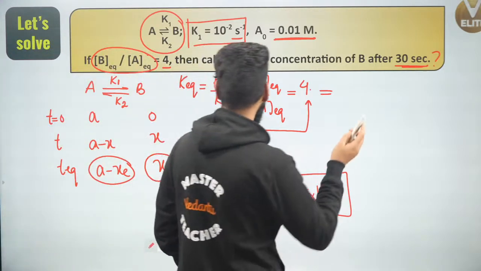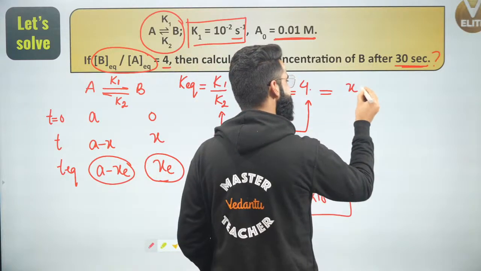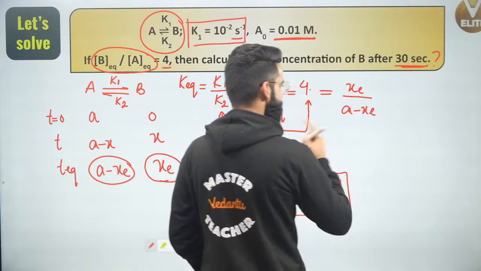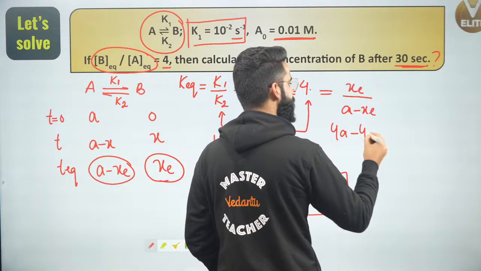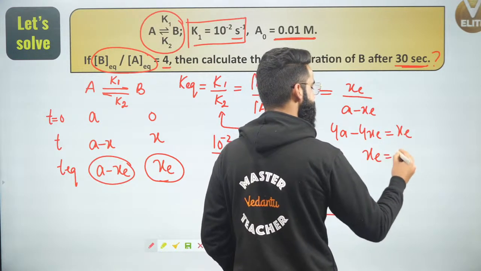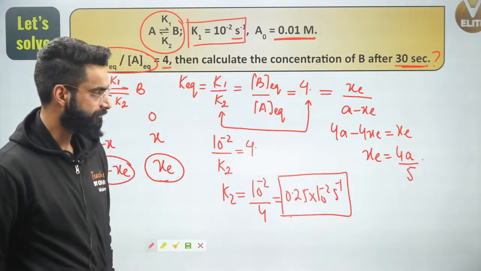So people, instead of concentration of B at equilibrium, should I be writing something like this? Xe divided by A minus Xe. So I'll just cross multiply these two things. I'll get 4A minus 4Xe is equal to Xe. So from here, I'll be getting the value of Xe as 4A divided by 5. Yes, this is something which I got.